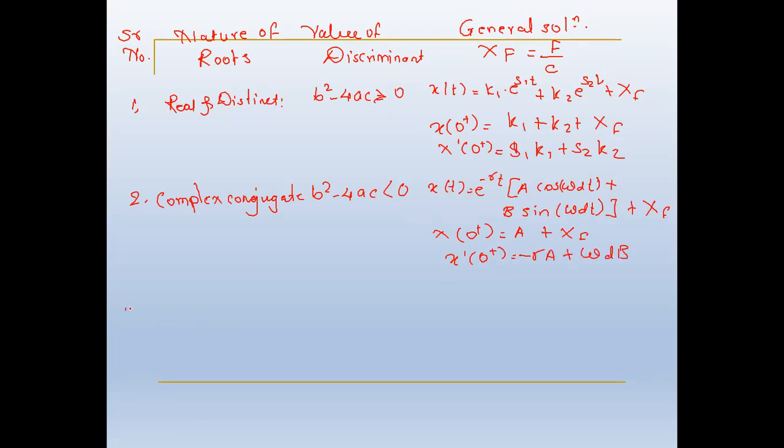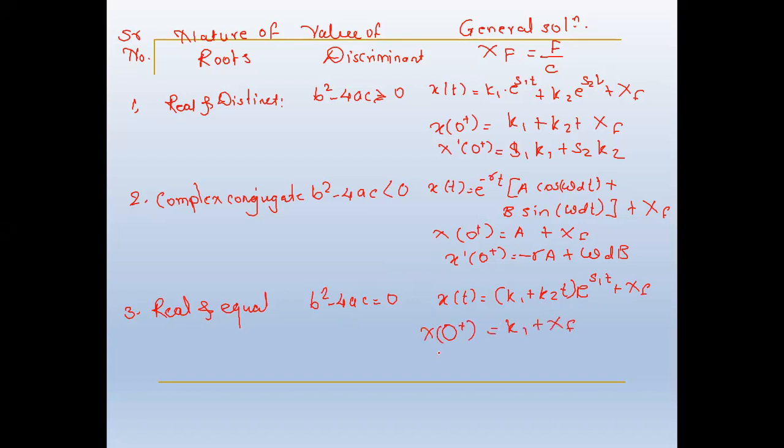Third, when the roots are real and equal, b square minus 4ac is equal to 0. Therefore, x of t is equal to k1 plus k2 t into e raised to s1t plus xf, and x of 0 plus is equal to k1 plus xf, and x dash of 0 plus is equal to s1 into k1 plus k2. These are the terms.